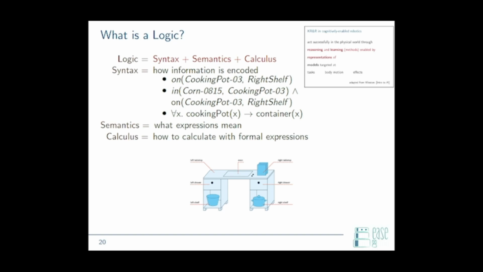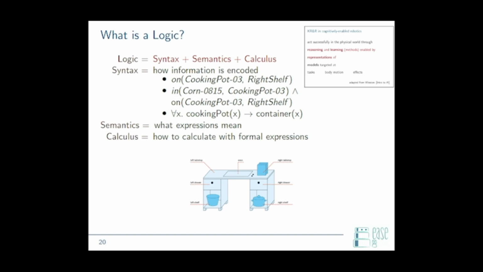And we can take these statements and combine them into more complex expressions. So we can say not only that the cooking pot is on the right shelf, but also that the popcorn is in the cooking pot. And we can have other mechanisms for creating more complex statements about the world, something like: each cooking pot is a container. The second component is the semantics.